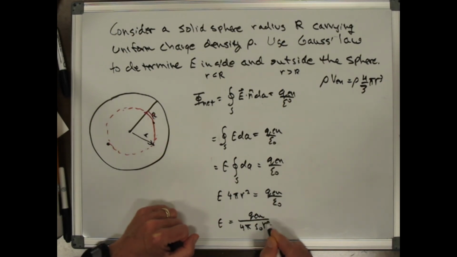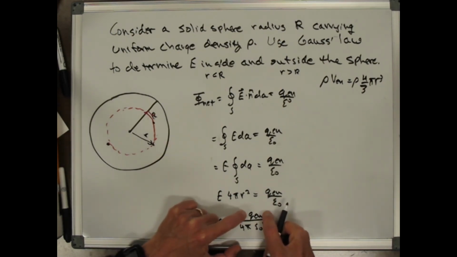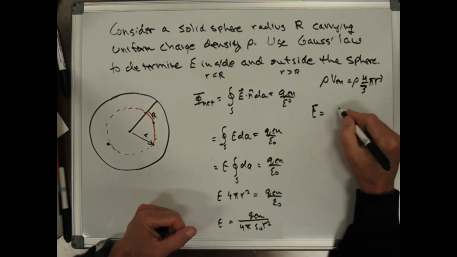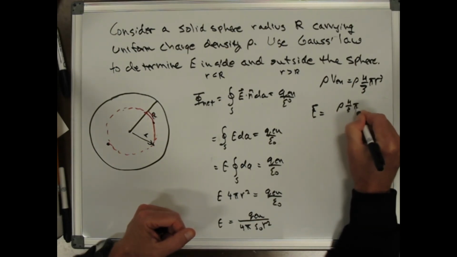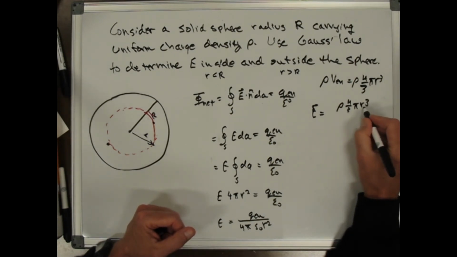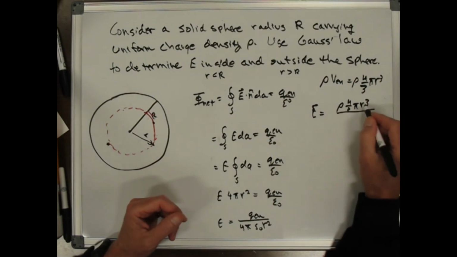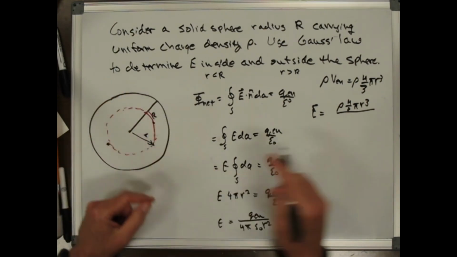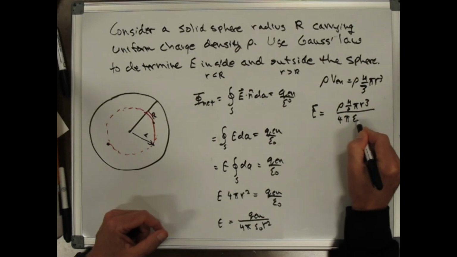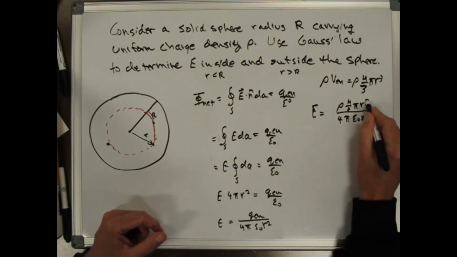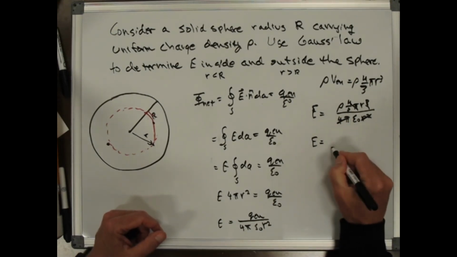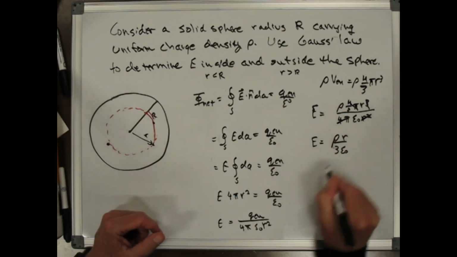r squared. What's interesting about this is if we break this down, Q enclosed is this, and so we get E is equal to, if I substitute in this guy now, rho 4/3 pi little r cubed. Before this was big R cubed, and it was just another constant, and so it didn't matter. But here, the charge that's enclosed varies with how far from the origin my point is. And so this is over 4 pi epsilon naught r squared. Notice these two cancel, and that leaves me with an r there. The 4 pi's cancel, and I get the electric field is equal to rho r over 3 epsilon naught.